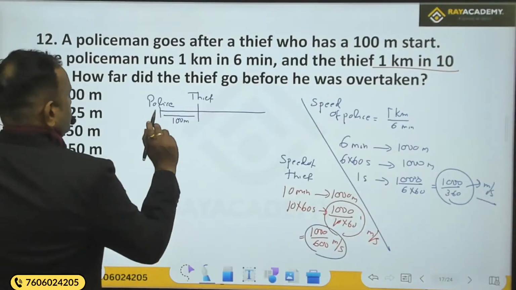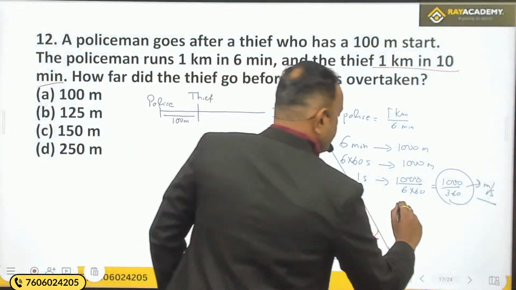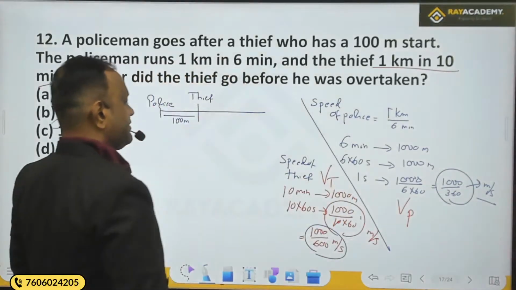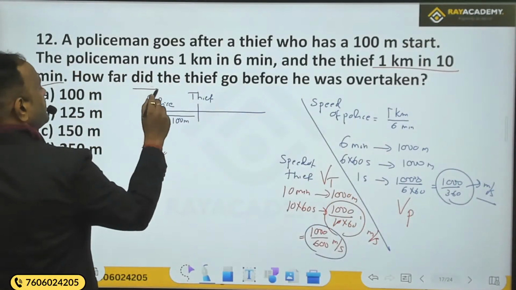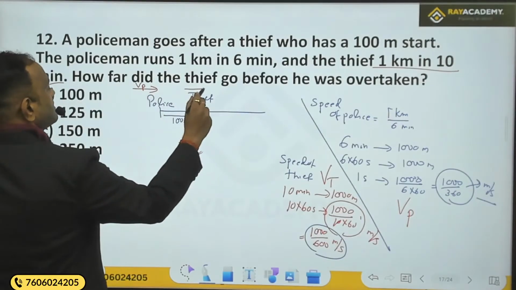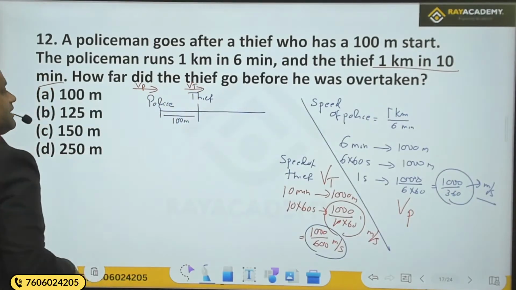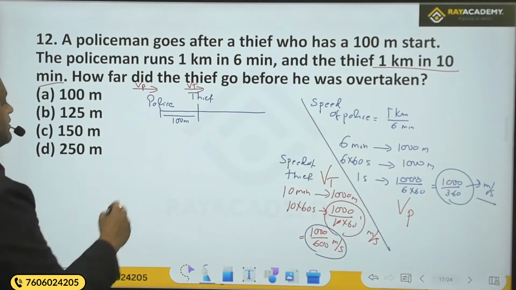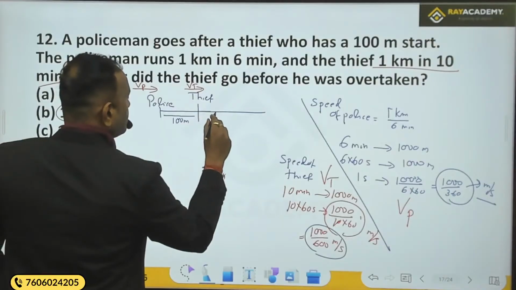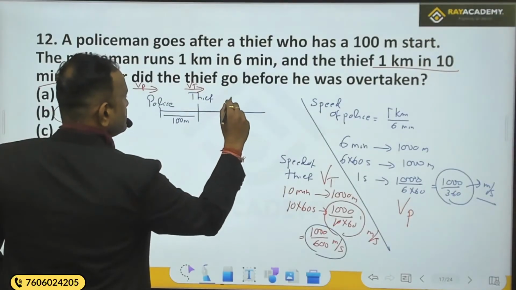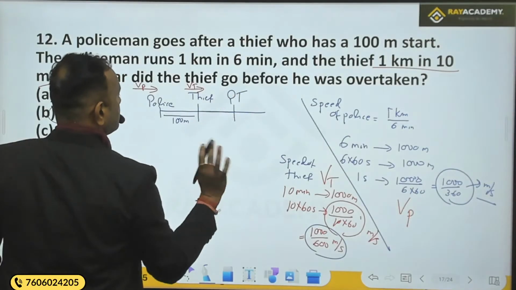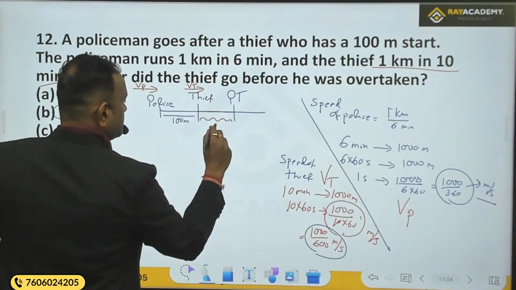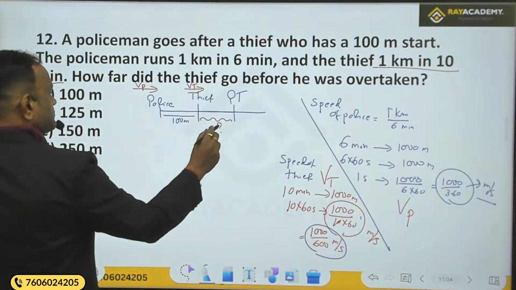Okay. So let's say we call this vp, the police speed, and this vt, that is v thief, the speed of the thief. Police is traveling with the speed of vp and thief is traveling with the speed of vt. Then we need to find how far the thief went. Somewhere here police and thief cross. So what is this distance?